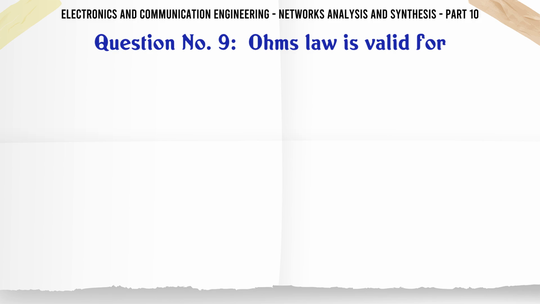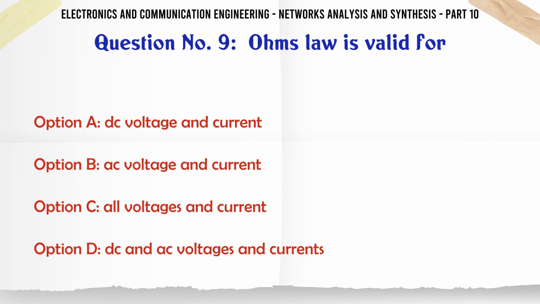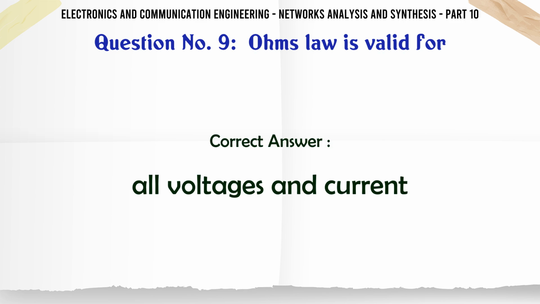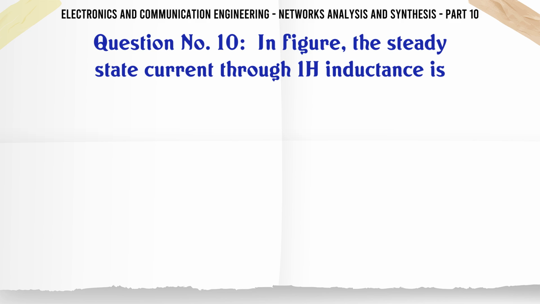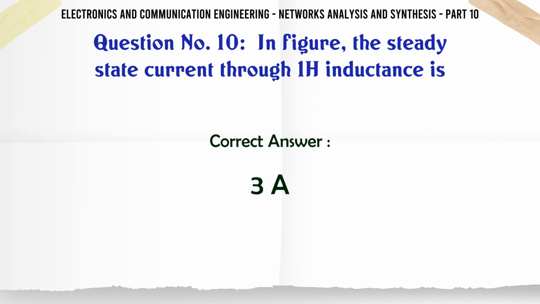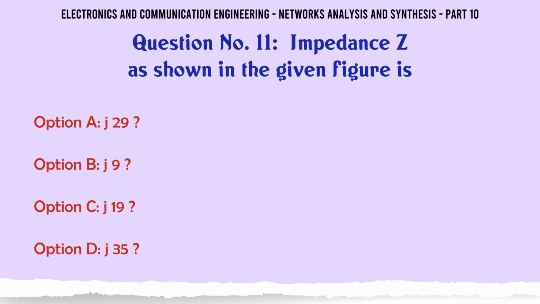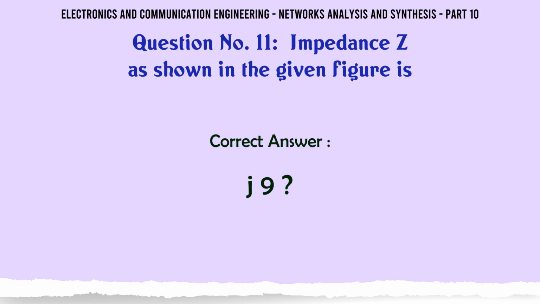Ohm's law is valid for A DC voltage and current, B AC voltage and current, C all voltages and current, D DC and AC voltages and currents. The correct answer is all voltages and current. In the figure, the steady state current through the 1H inductance is A 0, B 3A, C 5A, D 6A. The correct answer is 3A. Impedance Z as shown in the given figure is A J29, B J9, C J19, D J35. The correct answer is J9.